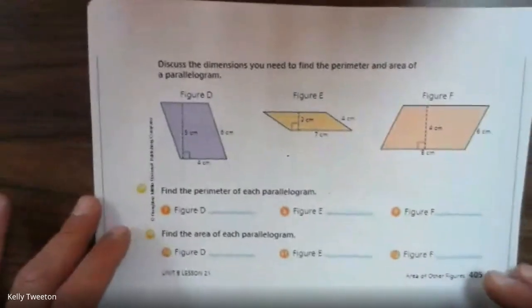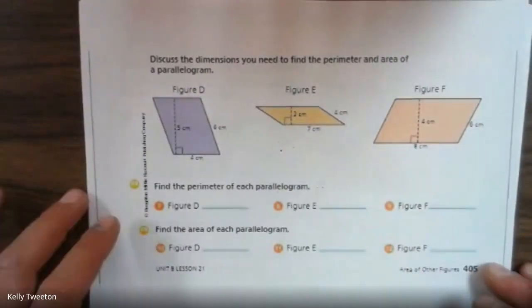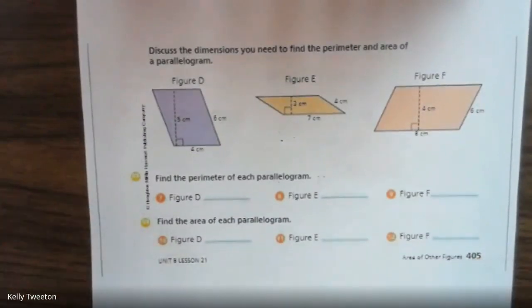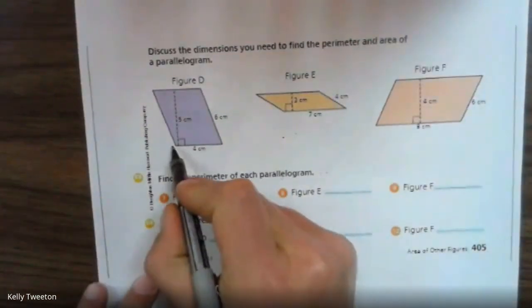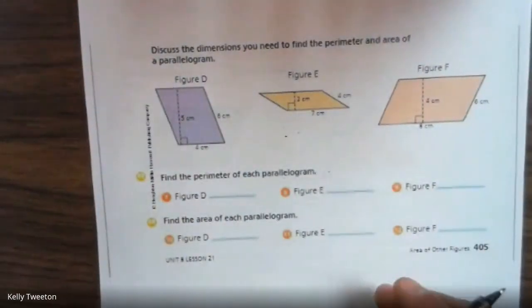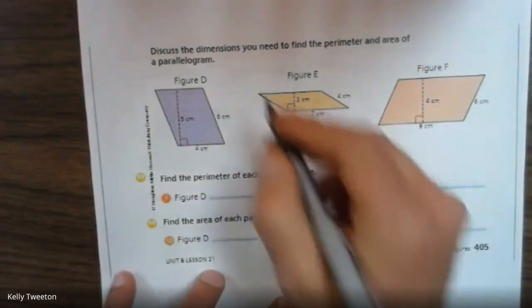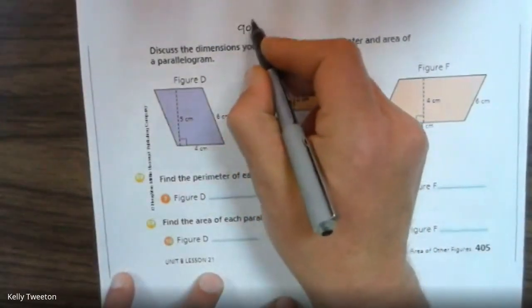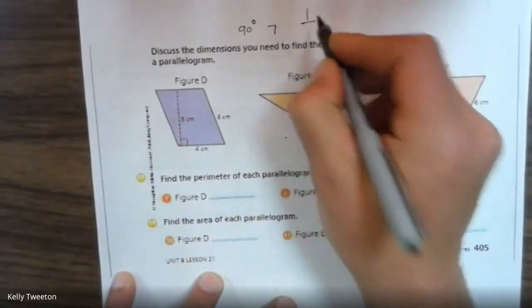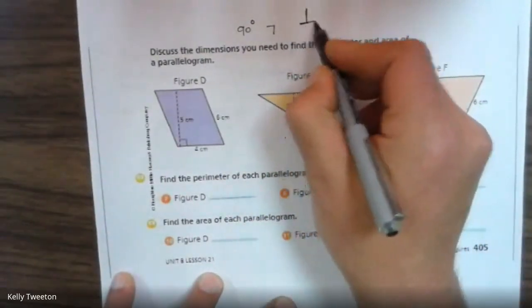Discuss the dimensions you will need to find the perimeter and area of a parallelogram. So now we're going back to the parallelogram from a few lessons ago. Okay, again, we just have sides are parallel, makes it a parallelogram. But just like the triangle, your base and height have to form a 90-degree angle, right? They have to have that little box there. They have to be perpendicular. That's what this means, perpendicular.